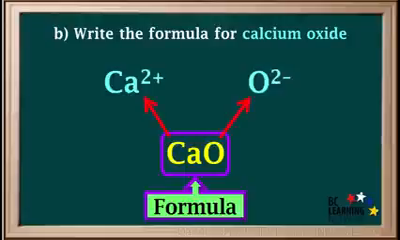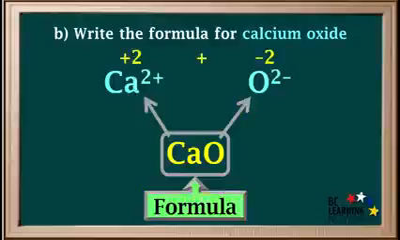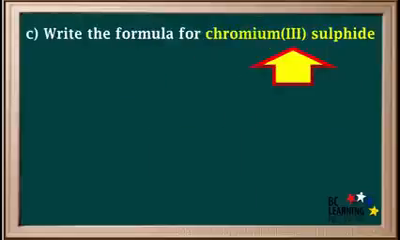Checking charges, we have 1 Ca2+ ion and 1 O2- ion. So the total charge is +2 plus -2, which is equal to 0. So this formula is correct. Question C asks us to write the formula for chromium 3 sulfide.